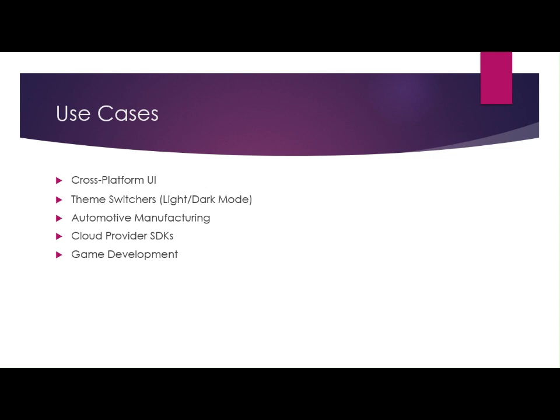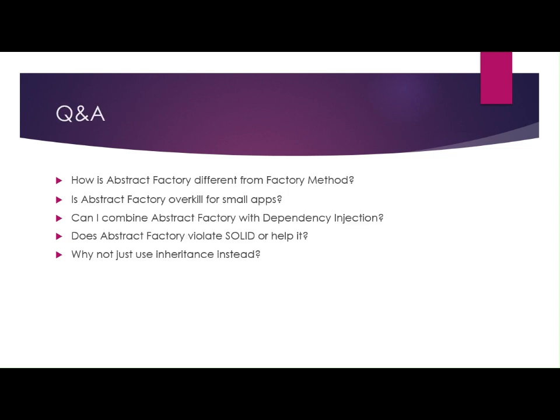All right, let's move to the QA section. So these are the general questions asked on the abstract factory design pattern. So the first question is, how is abstract factory different from factory method, right? So abstract factory creates entire families of related objects. Factory method creates one product at a time. So think of abstract factory as give me a whole product set, factory method as give me one specific product, right?